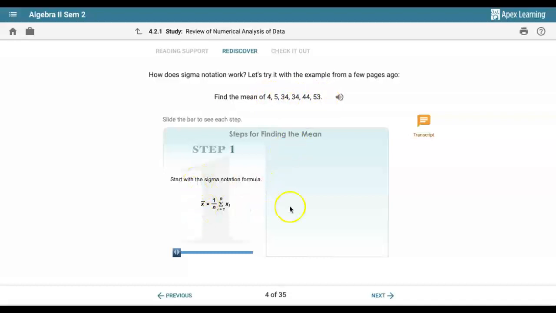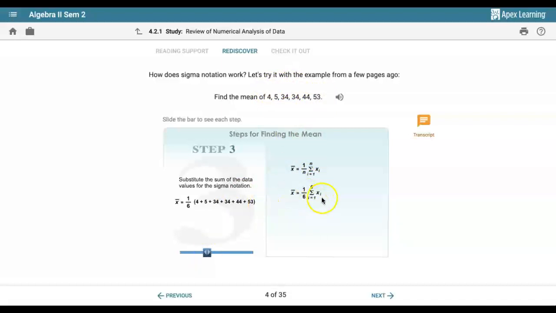But looking here, starting with our sigma notation formula. If we start with that formula, that's just a given formula here. We substitute in 6 for n because we have 6 values here. Notice we put our 6 on top of our sigma sign, which means we're going to include all of our points, point 1 through point 6.